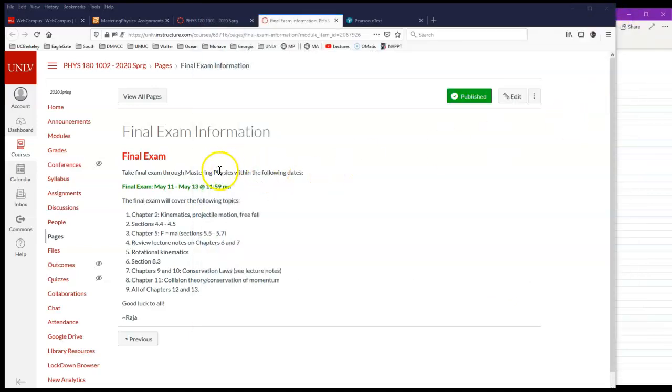The exam due date is Wednesday, 11:59 p.m. And the topics that you need to study are listed right here. Chapter 2, kinematics, projectile motion, free fall, and then those sections. Anyway, please take the time to read them. If you have any questions, let me know. But these are the topics that you need to do.